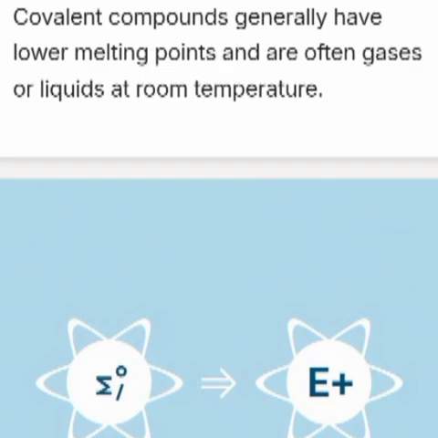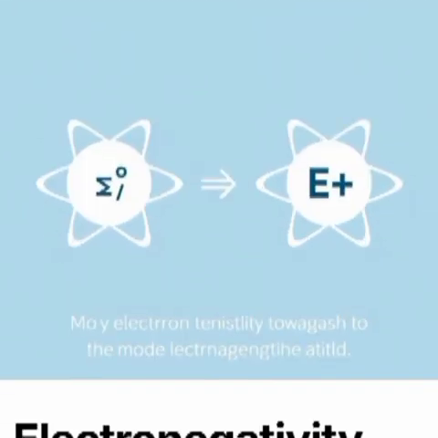Now, what are the properties of covalent compounds? Covalent compounds generally have low melting and boiling points, and they exist as gases or liquids at room temperature.